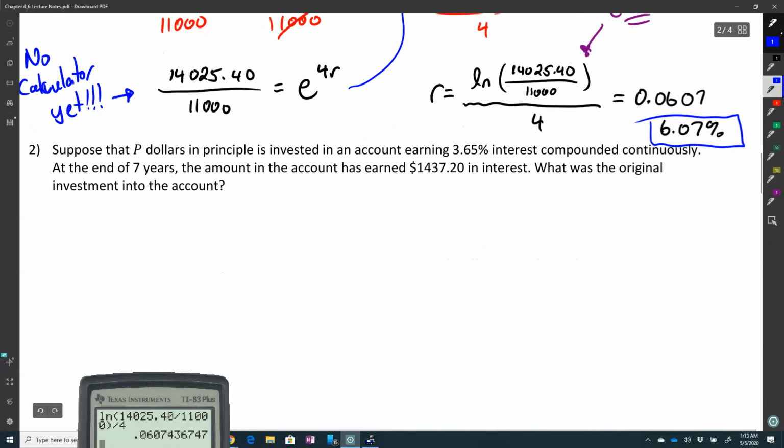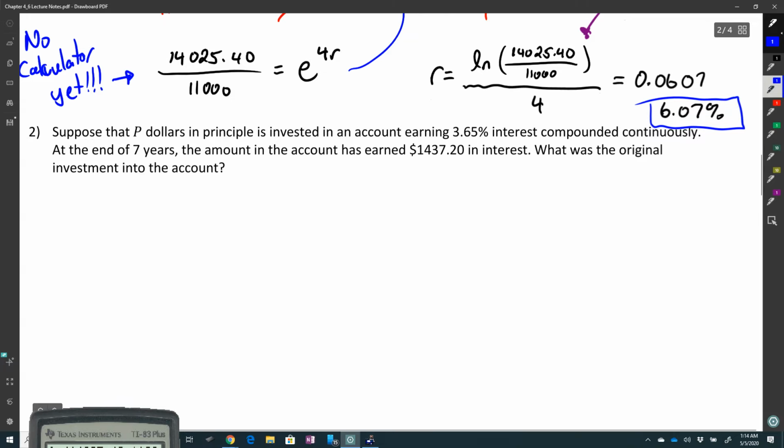All right, next question. Suppose that P dollars in principal is invested in an account that earns 3.65% interest compounded continuously. At the end of 7 years, the amount in the account has earned that much money. What was the original investment? So we know a couple things. Compounded continuously, at the end of 7 years. We know the rate, and we know the final amount.